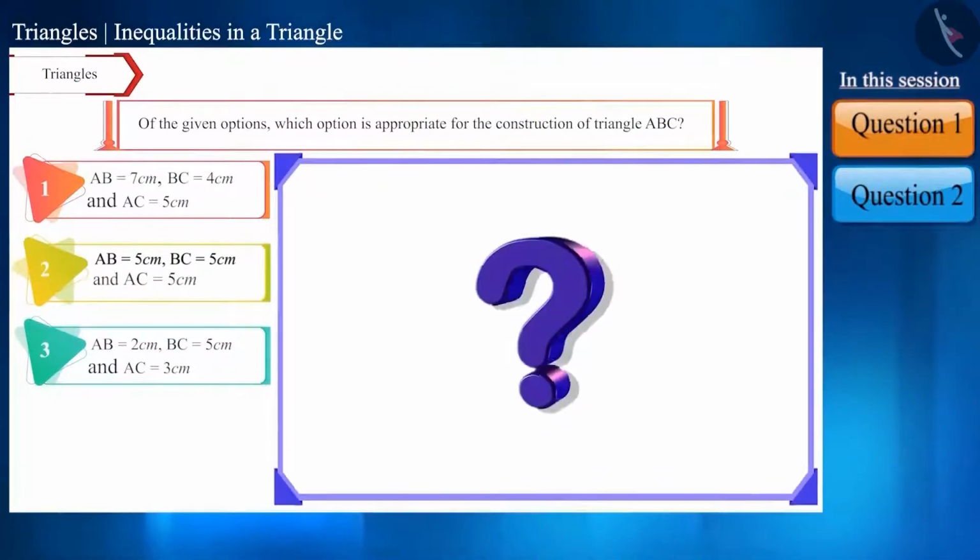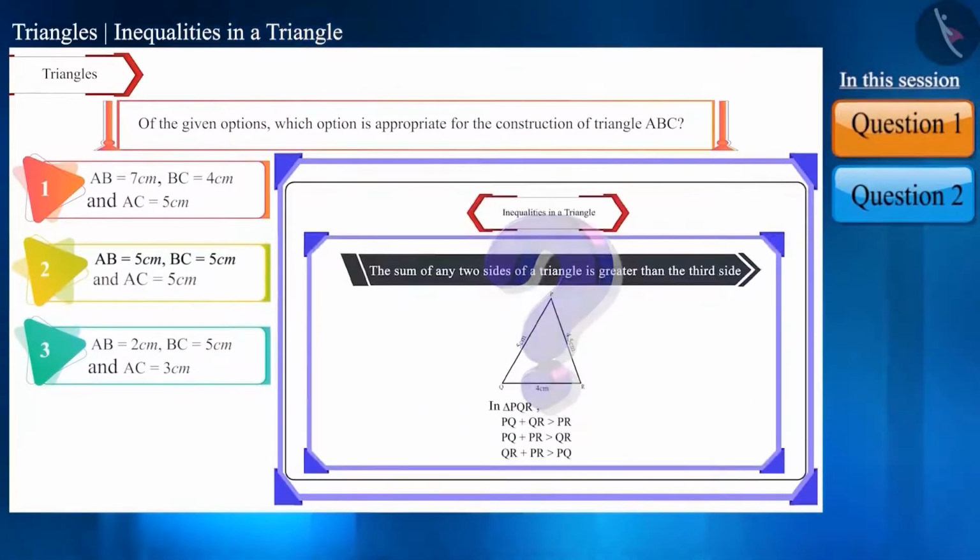How to solve this type of question? We know that for the construction of a triangle, the sum of its any 2 sides must be greater than the third side. So, we have to check whether the given options agree with this rule or not.